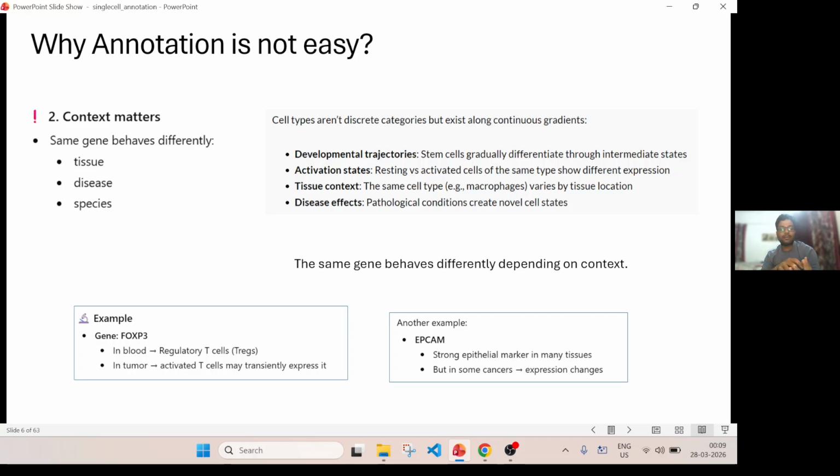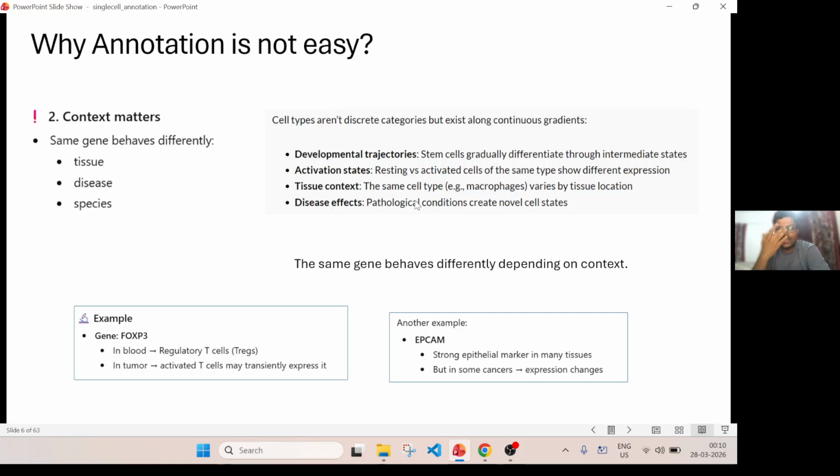Let's say you are doing an experiment with an activated cell, but you are comparing against a reference data set that is a resting data set, so you will get different results. And again, tissue type: let's say your sample is from blood, but you are comparing against brain or lungs, that will be different. And again, disease: any disease will change your cell expression, and that's where it will be very difficult to find the markers. So that's why context plays an important role.